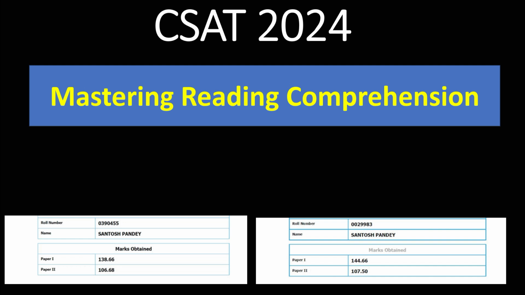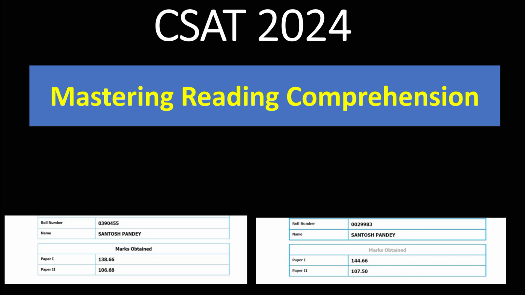Guys, with every passing year, the CSAT paper is becoming very difficult, particularly the quantitative aptitude section. So if you are struggling in the quantitative aptitude section, you should better focus on reading comprehension. Guys, with the right strategy and practice, I am a strong believer that you can easily score 20 out of 27 questions in the reading comprehension section of the CSAT paper.